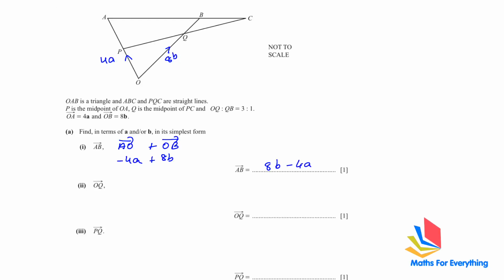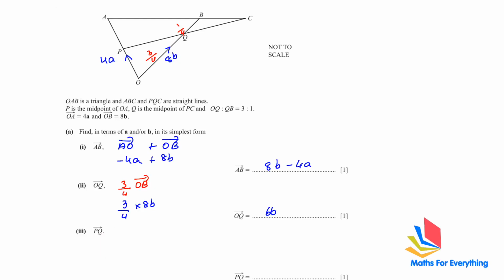The next one we have to find is OQ. OQ and QB are in the ratio 3:1. So this is 3 and 1, so the total number of parts is 4. 3/4 of OB is OQ. We already know what OB is. It has been given to us. It is 8B. So 3/4 of 8B will give us 6B.